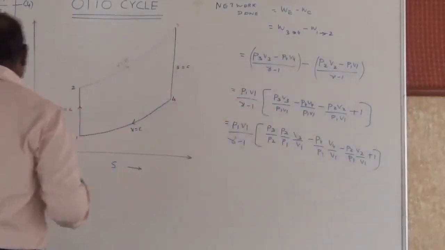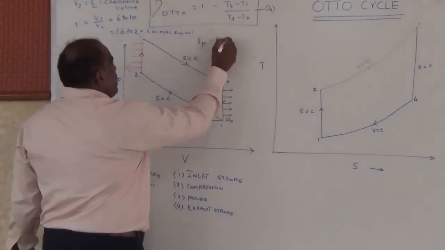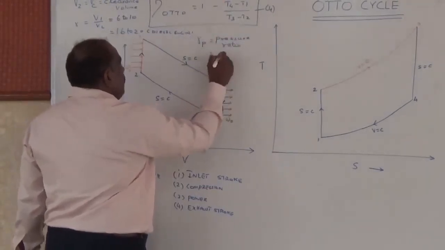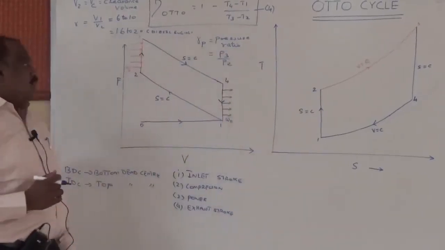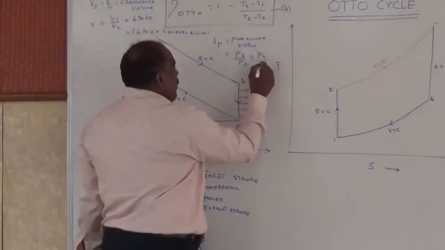Here I want to define one more parameter called the pressure ratio, Rp. Rp is nothing but the pressure ratio, which is nothing but P3 by P2. So how much the pressure has been increased when I am going to add the heat at constant volume? So it's P3 by P2, which will also be equal to P4 by P1.